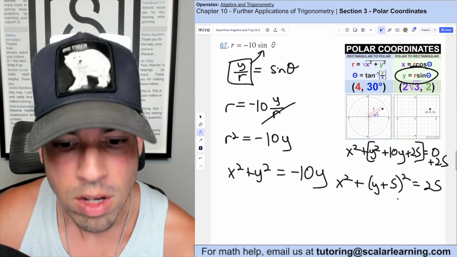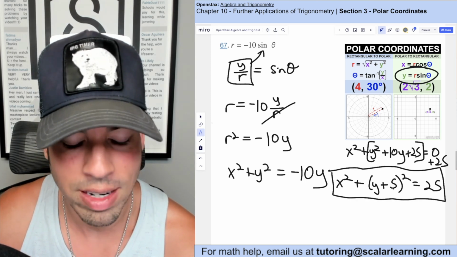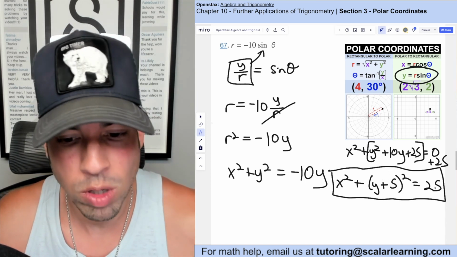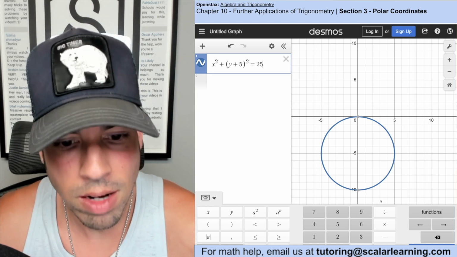And then this equals 25. So now you can see that this is a circle with a center at 0, negative 5, if you remember this from your coordinate geometry. But anyways, we're going to plot it in Desmos now. So there you go, 0, negative 5 is the center, radius of 5. That's how you do it.